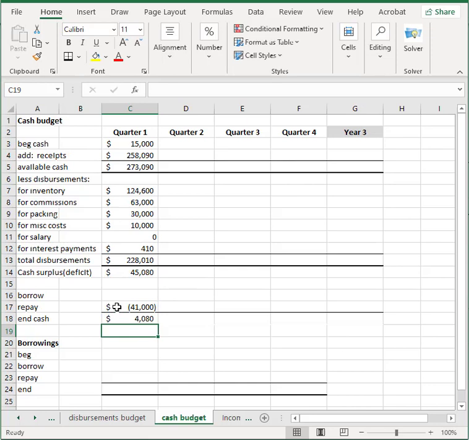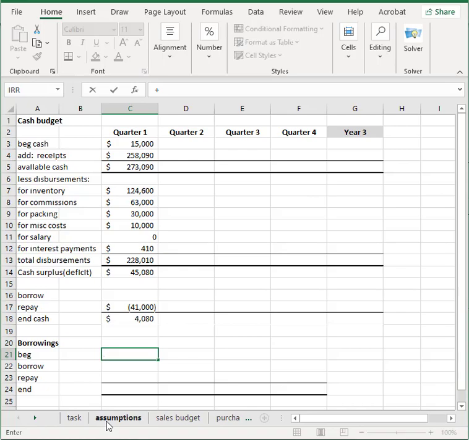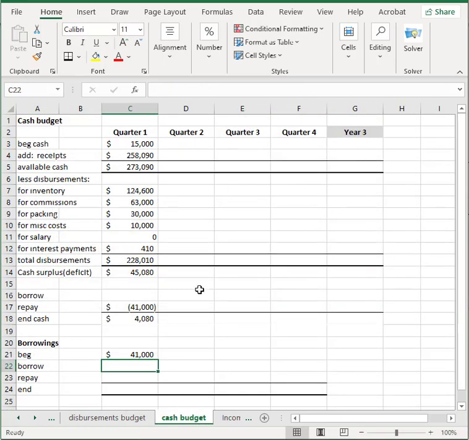So ending cash is the surplus that you have, plus any borrowing, well, we're not going to borrow, minus any repayments. Well, right now we're going to repay, but you can change this by just deleting this here. So if we repay all the student debt in the first quarter, then we have $4,000 left over. And we started with the loan of $41,000, and we didn't borrow, but we did repay.